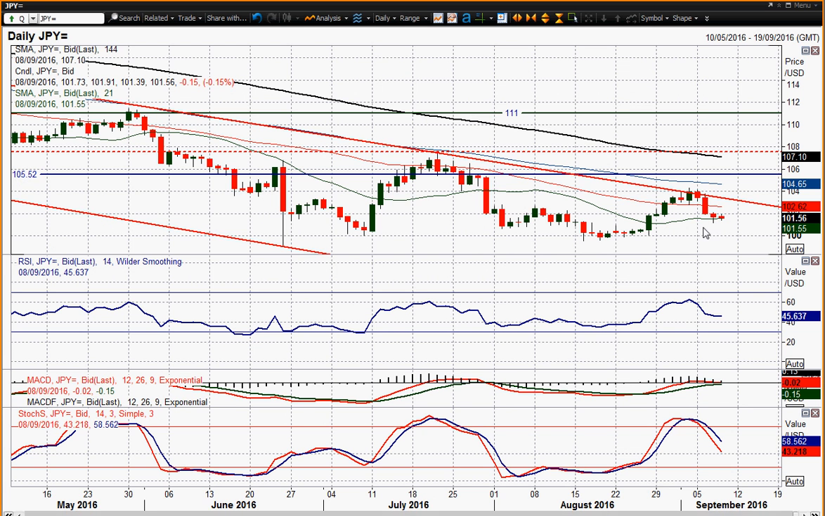Chances are we're going to be testing downside. Certainly the reaction low 101.18 from yesterday is likely to come under further pressure, and then you're back into these old lows again.